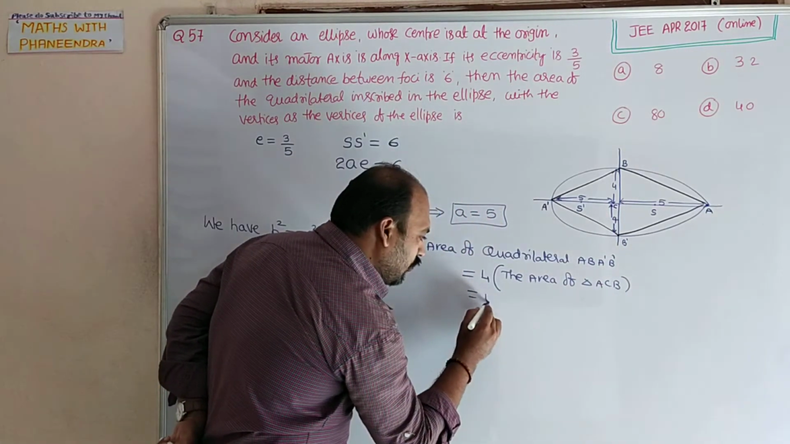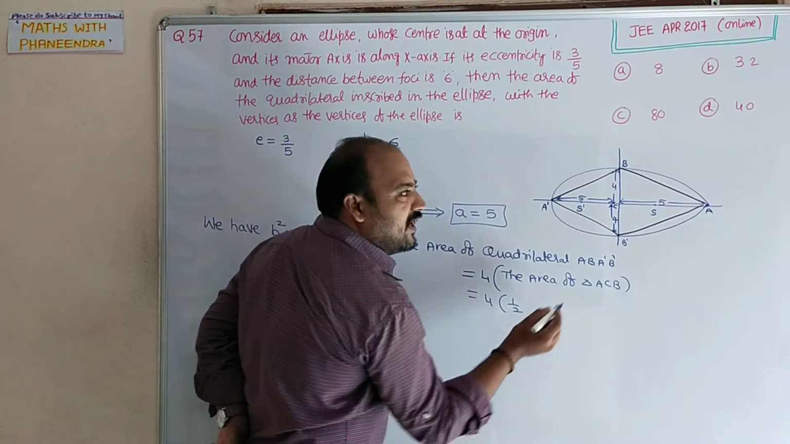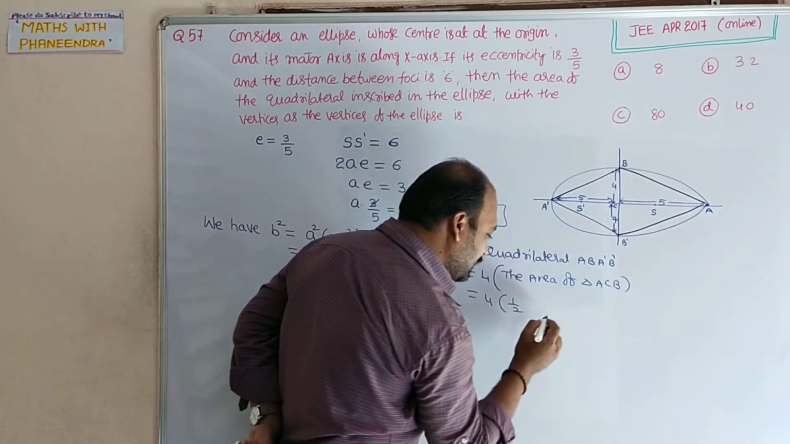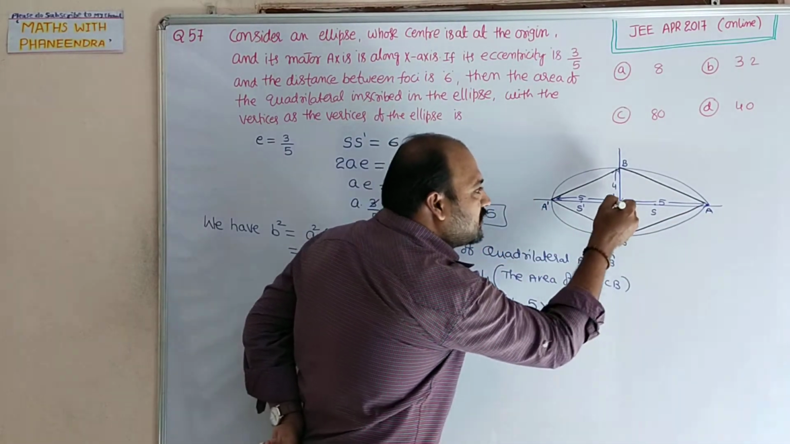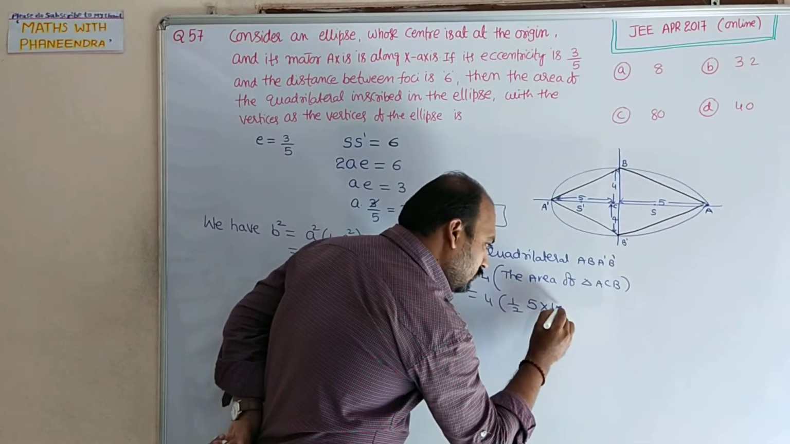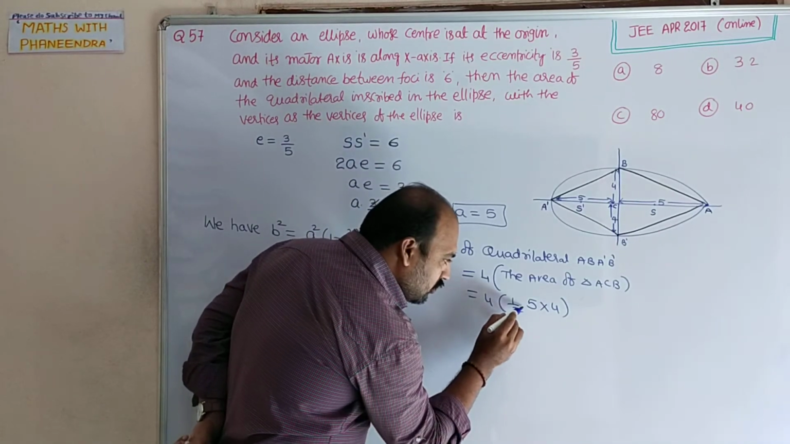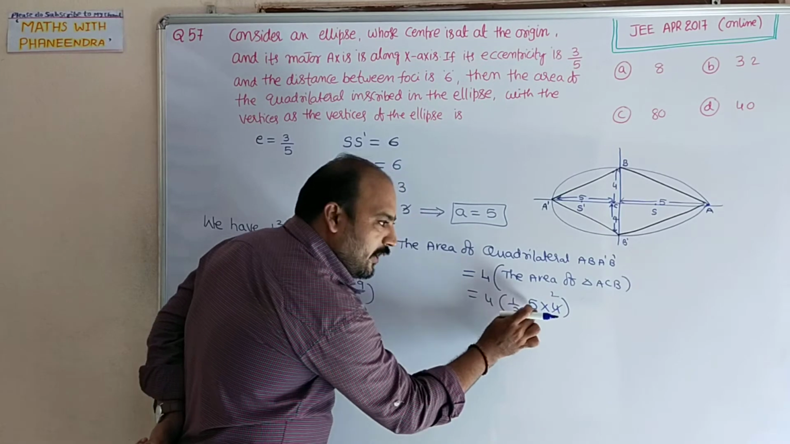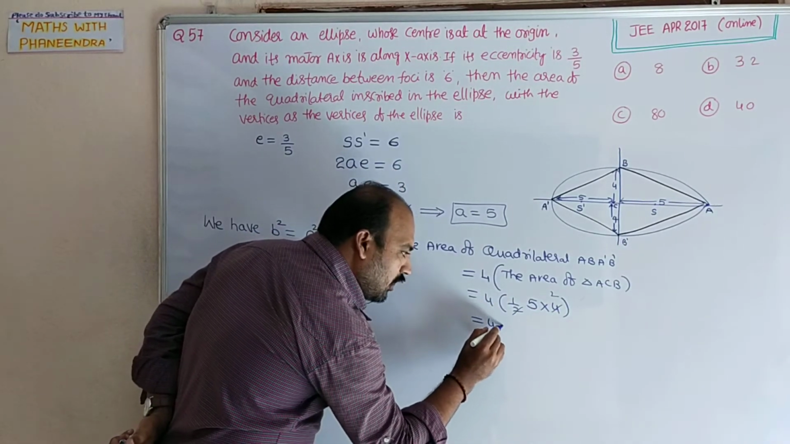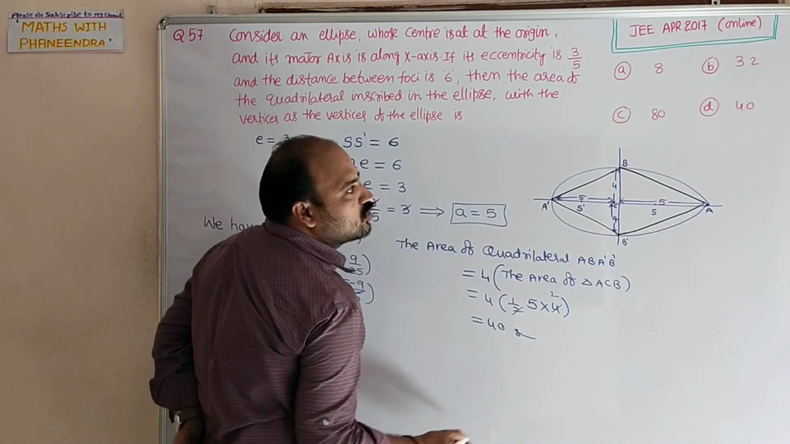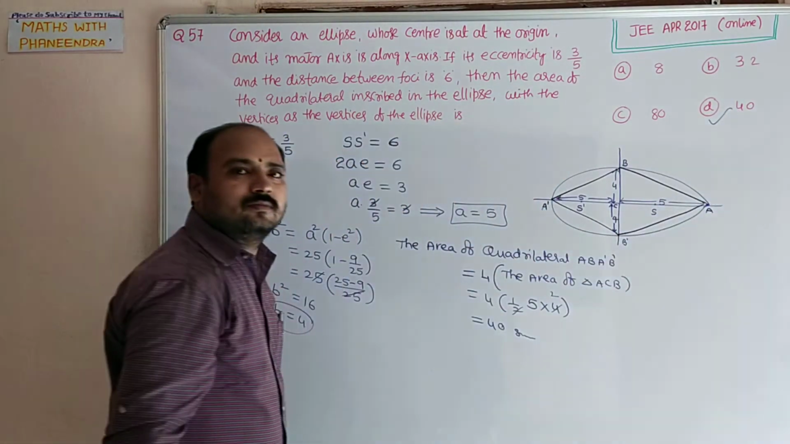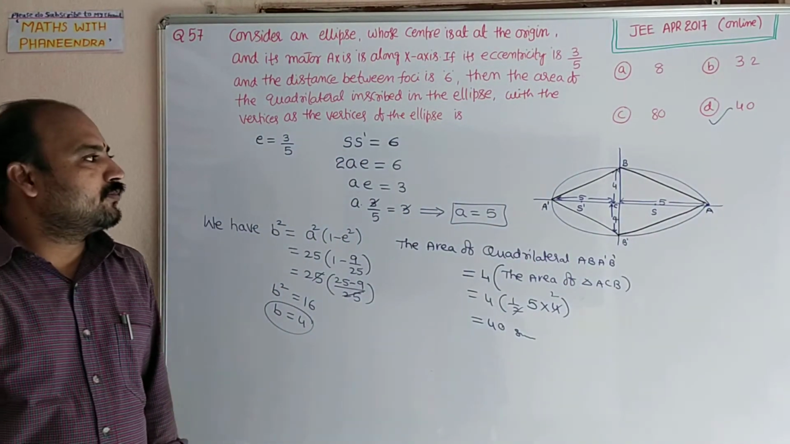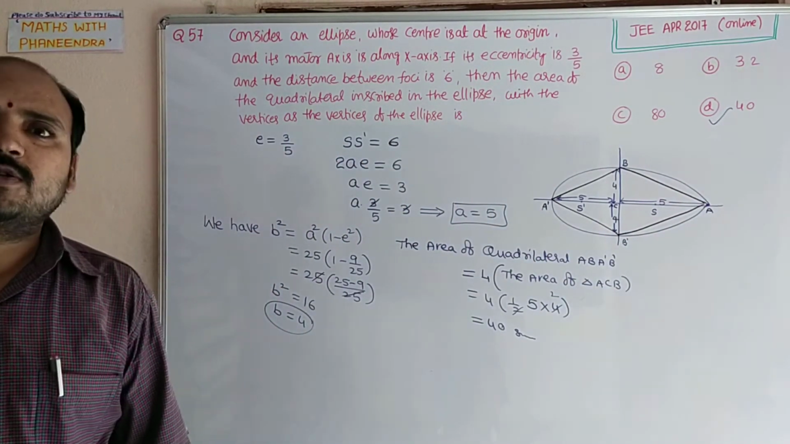So that is equal to 4 times half into base. Base means AC, AC is 5, into height. Height means what? 4. So 2 1s are 2, 2 5s are 10, 10 into 4 is 40. Therefore 40 square units, which is there in the fourth option. We will move to the next question.